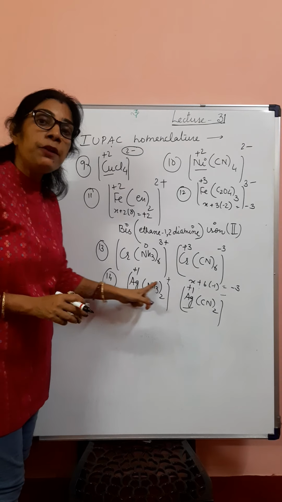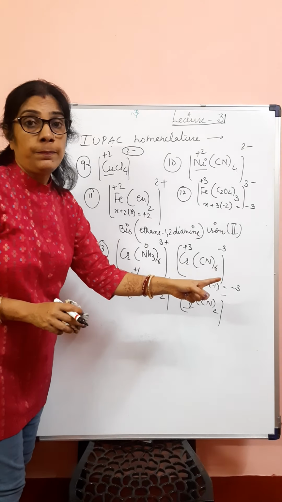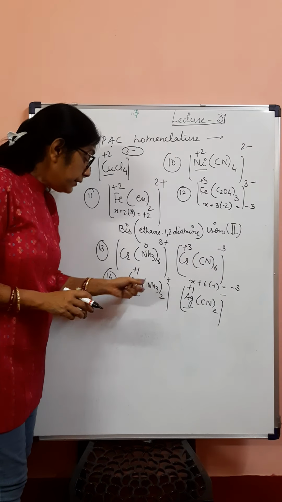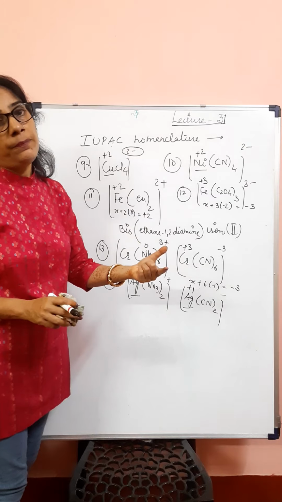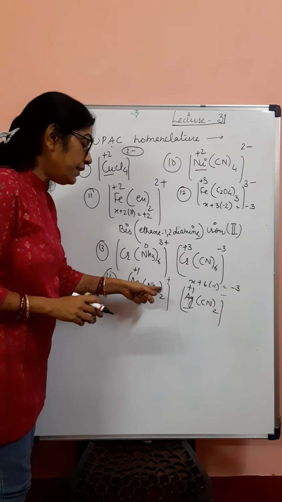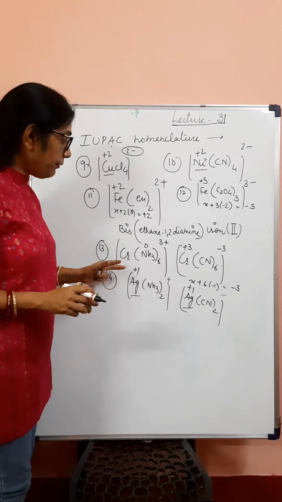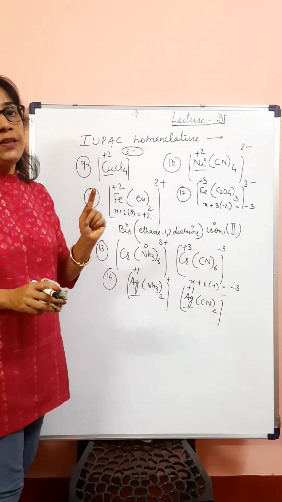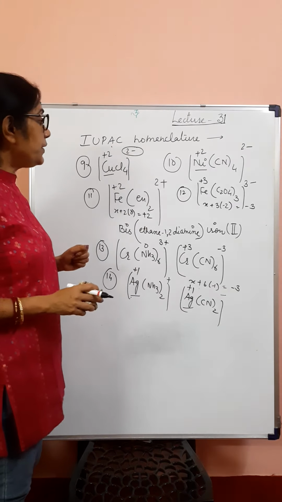How to name it? Diammine silver 1 dicyanidoargentate 1. Here argentate because the complex is negative. Here it would remain as silver because the complex is positive. So diammine silver 1 dicyanidoargentate 1. This is the way we are going to write the IUPAC name of a coordination compound having 2 coordination spheres.